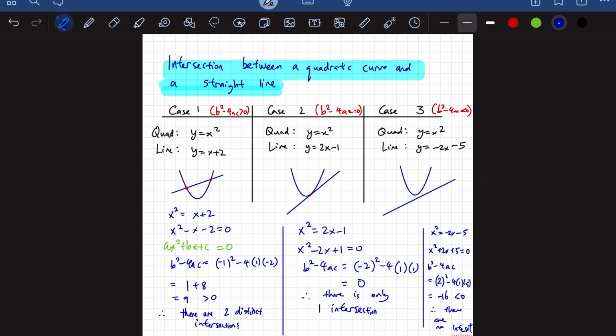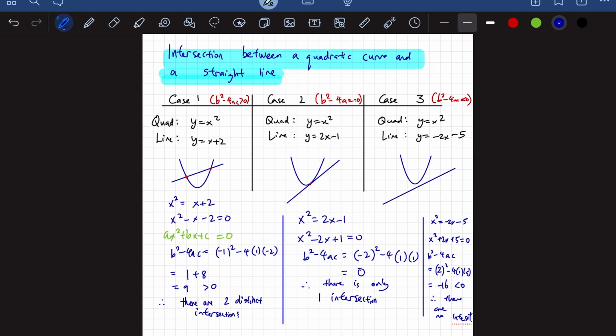I hope this is a good tutorial on how to identify if a quadratic curve and a line has two, one or no intersection. We will use the discriminant concept, and we have to equate the quadratic and the line together first, move everything over to one side, and leave it in the form of ax squared plus bx plus c equals 0 before we check the discriminant to tell us.